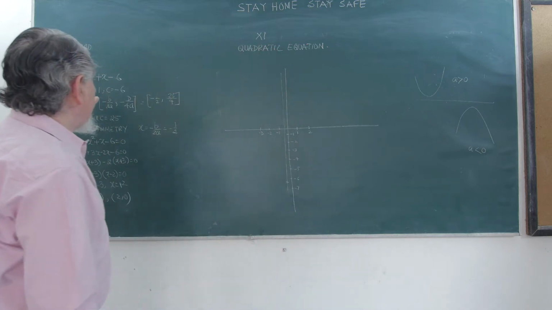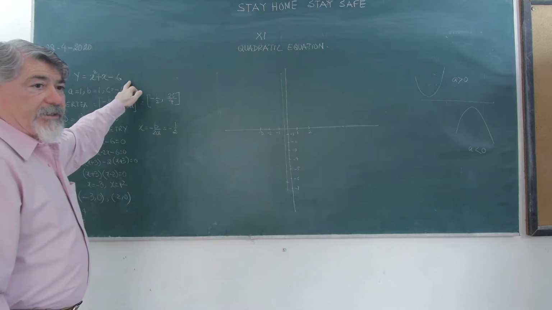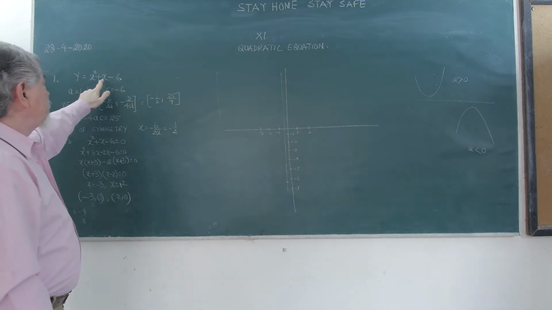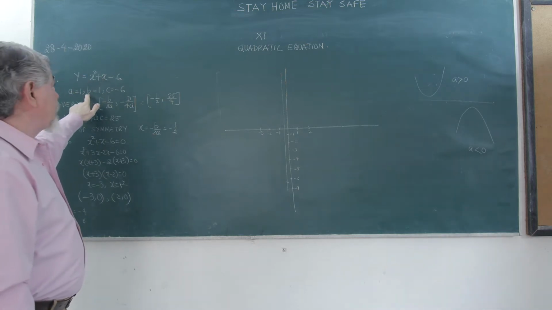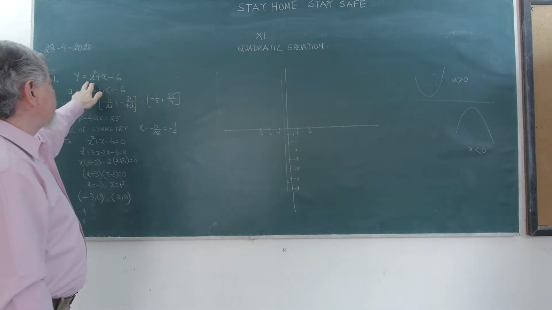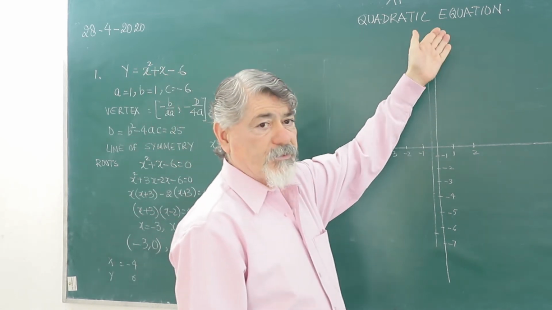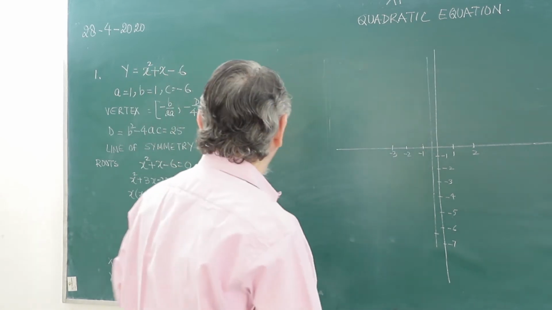Here I have got y is equal to x square plus x minus 6. a is the coefficient of x square, which is 1. b is the coefficient of x, which is 1. And c is minus 6. So I can see that a is positive, so obviously parabola is going to be opening upward.